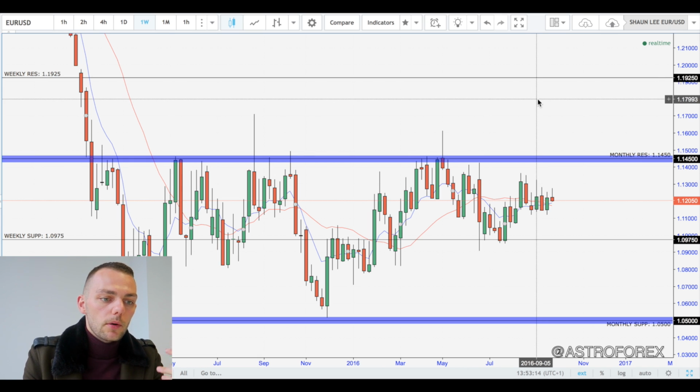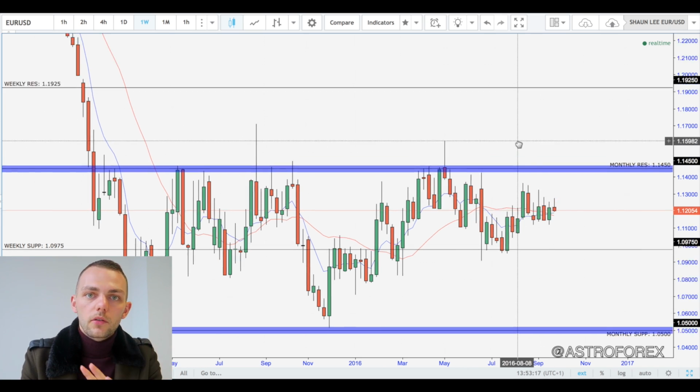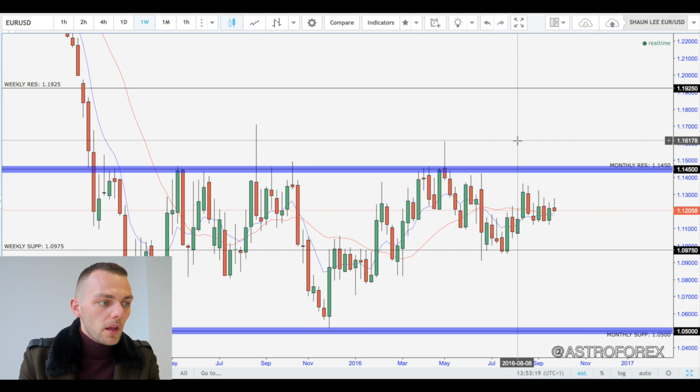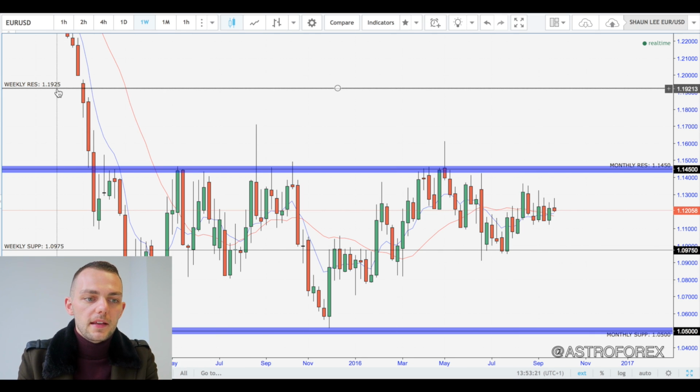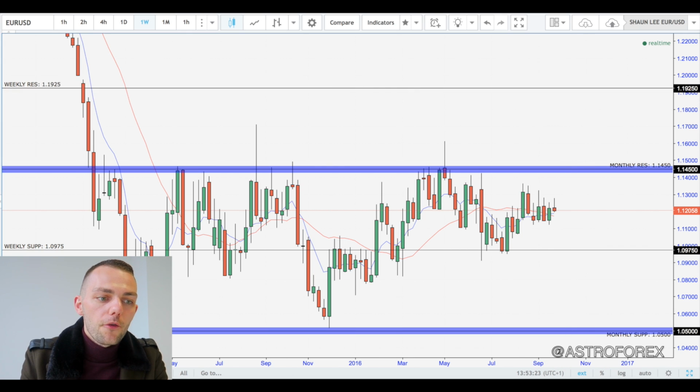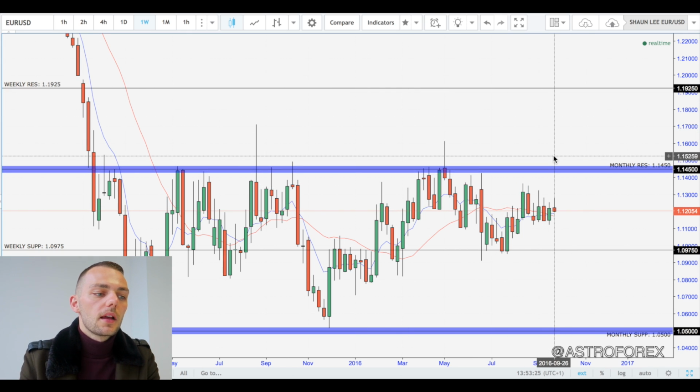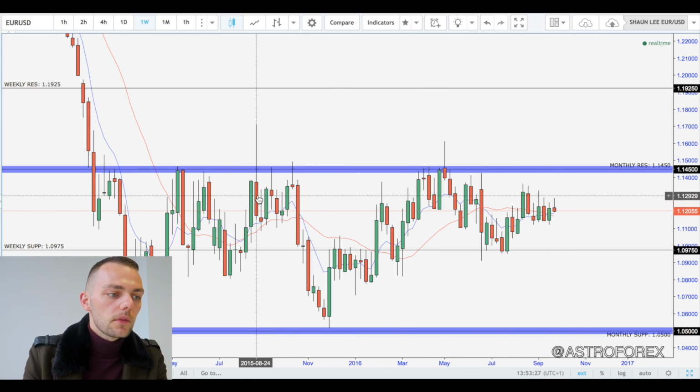But my rule is, okay, monthly resistance broken. My next weekly is a potential target around 70 to 80%. So 1.1925 is my next upside target if we get a break on a weekly basis, because you can see these weekly candles here, okay?